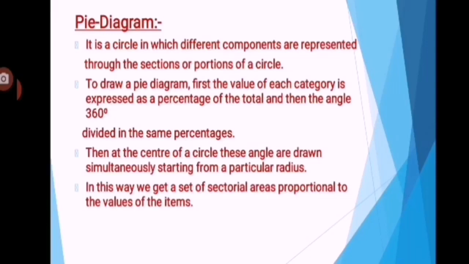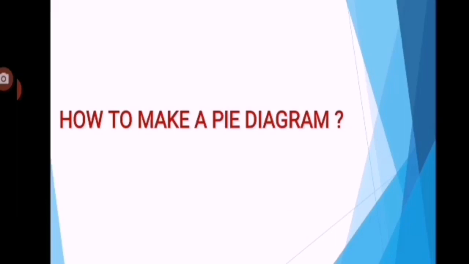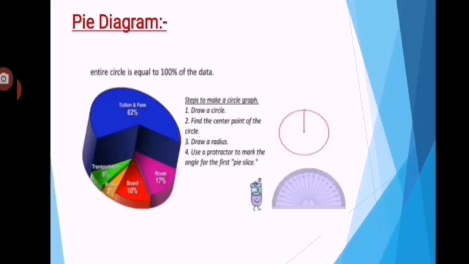These are pie diagrams. When do we use pie diagram? When the data are given in percentage, then we use pie diagram. When the different aspects of variables are to be displayed, then we use pie diagram. When the data are to be compared roughly, then we use pie diagram. Next we come to how to make a pie diagram. This is the pie diagram chart in this slide.